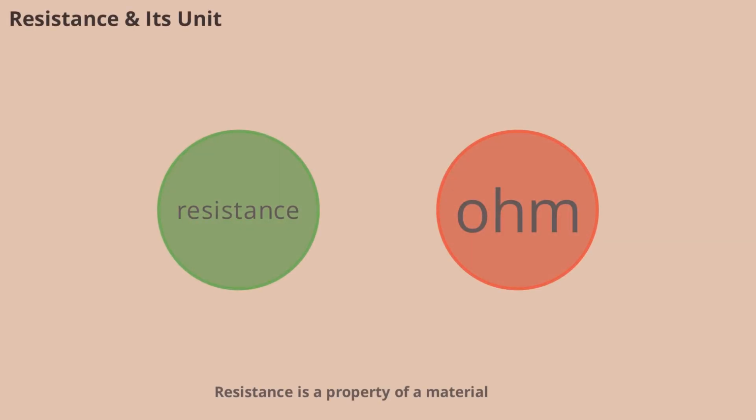Resistance is a property of a material that opposes the flow of electric current. It determines how much current will flow for a given voltage. The unit of resistance is the ohm, symbolized by the Greek letter omega (Ω). High resistance means less current flows, while low resistance allows more current. Resistors are components specifically designed to provide resistance in circuits, helping control the amount of current.